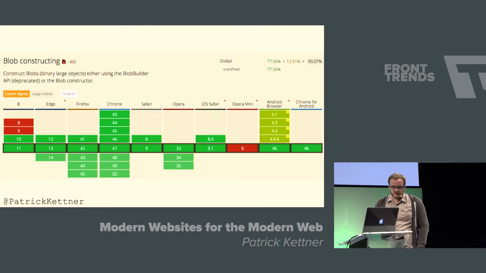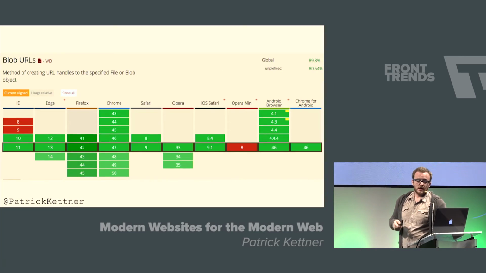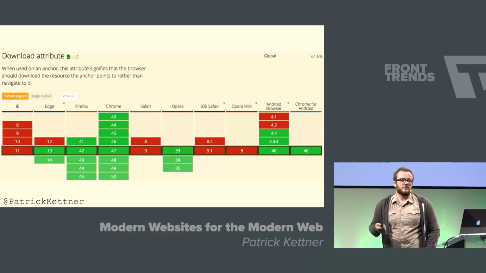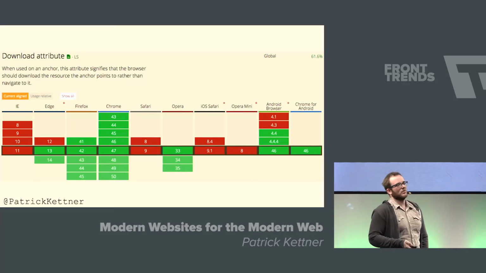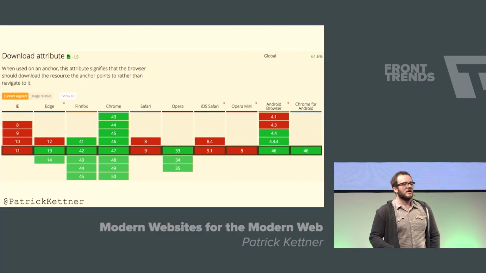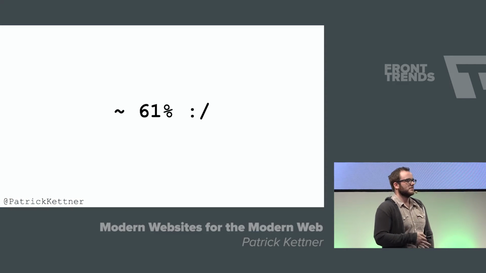Support, though, is a little bit sketchy. Blob constructors are around for a while. They work great. Same thing with blob URLs. The issue for us is that download attribute, and that kind of sucks. In addition to that, it felt kind of weird having a completely client-side app when we have a server with all that content on it already. It's only about 61% browser support, so it felt kind of icky.